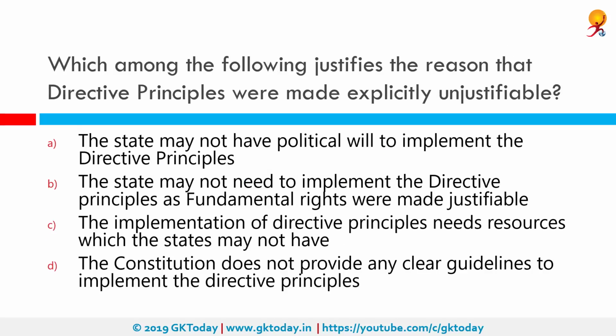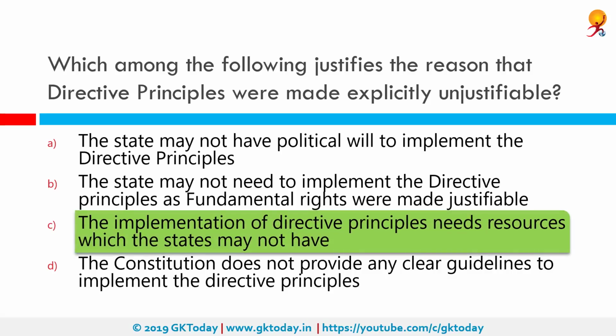Which among the following justifies the reason that directive principles were made explicitly unjustifiable? That is, they cannot be taken to a court. The correct answer is that the implementation of directive principles needs resources which the states may not have. The idea of directive principles being included in the Constitution was borrowed from the Constitution of Ireland. The directive principles are non-justiciable in nature because they are not legally enforceable by the courts for their violation. Therefore, the government cannot be compelled to implement them.